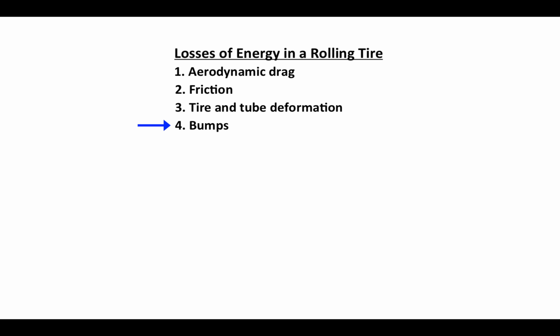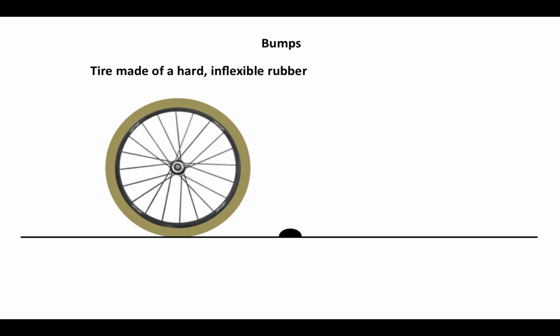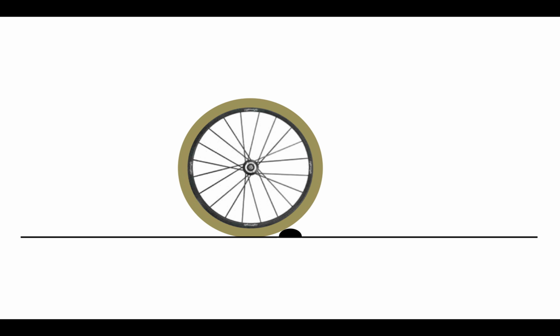Next is bumps. Consider a tire made of a hard, inflexible rubber, and it's rolling along and about to encounter a bump. Let's watch as the wheel goes up and over and down the other side of the bump.